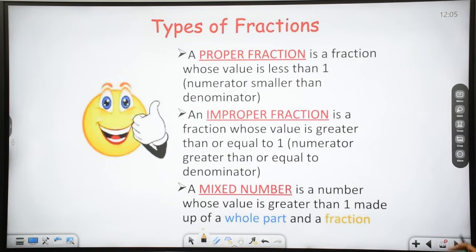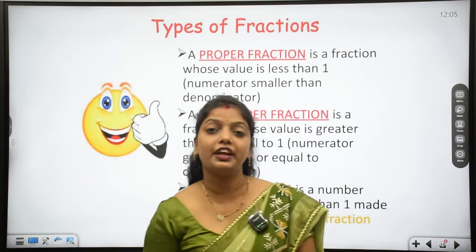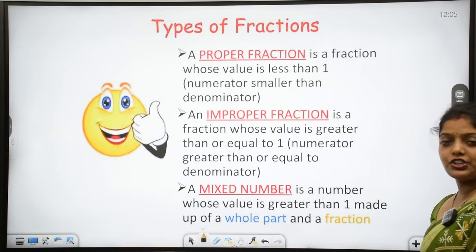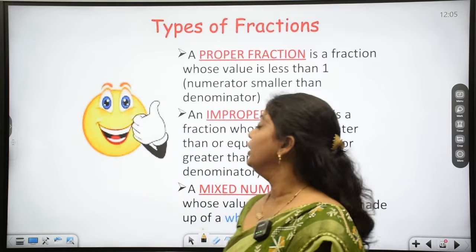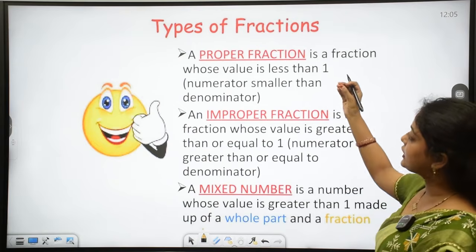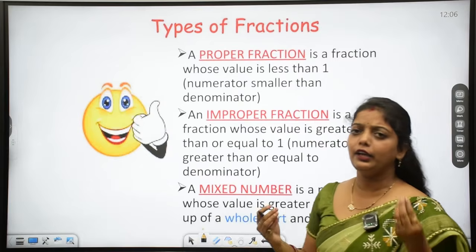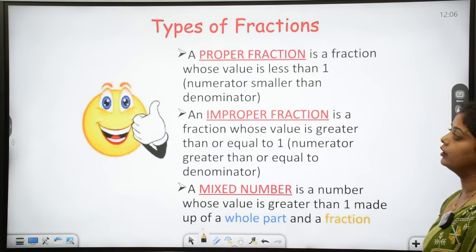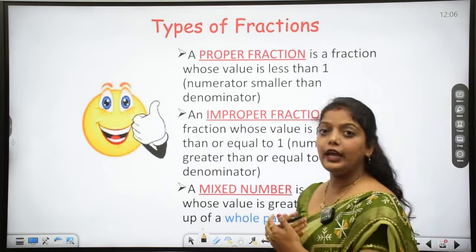Now next, here we are going to learn about some types of fraction. Fractions are also of different types. First one is proper fraction. As you know, a fraction is a part of a whole. Got it? So the fraction whose value is less than 1 is considered a proper fraction. Also in simple language, a fraction in which the numerator is smaller than the denominator is known as a proper fraction. Next one is improper fraction.